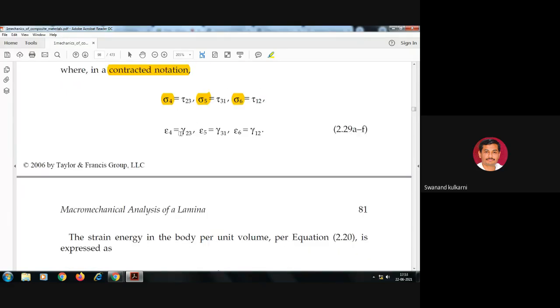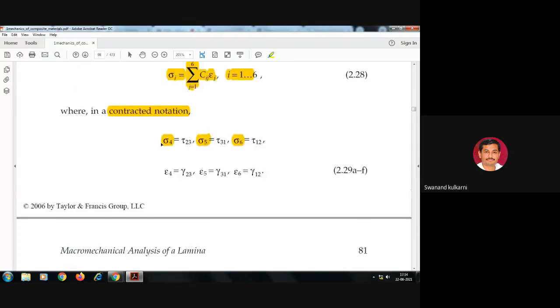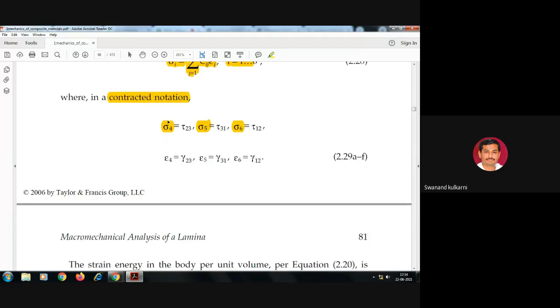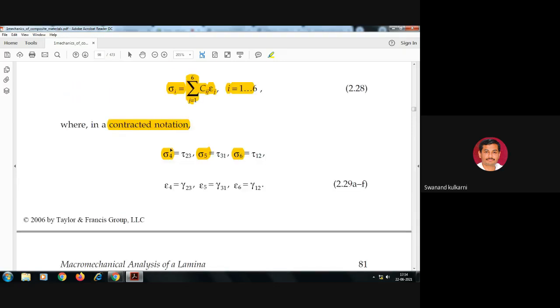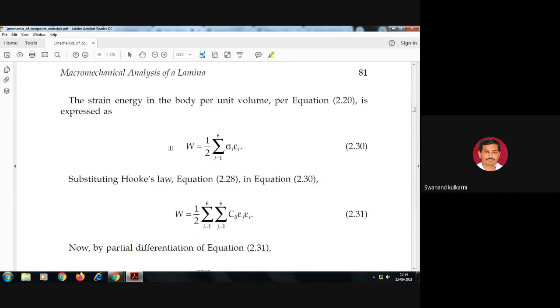Similarly, for the shear strain values, epsilon 4, epsilon 5, epsilon 6, and sigma 4, sigma 5, sigma 6 will be the shear stresses and shear strains. So that we do understand here. Is it okay? What is meant by sigma 4, sigma 5, sigma 6, epsilon 4, epsilon 5, epsilon 6? These are the stresses and strains, so shear stresses and shear strains. So for that, these particular notations are used here.